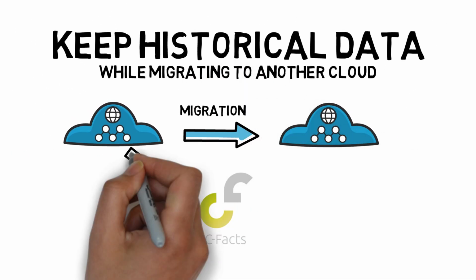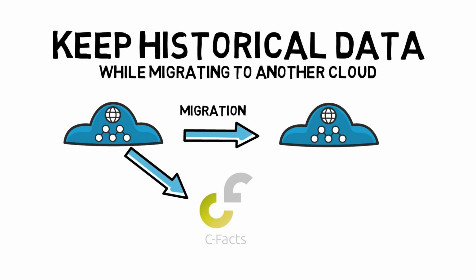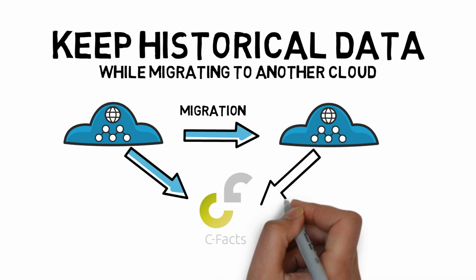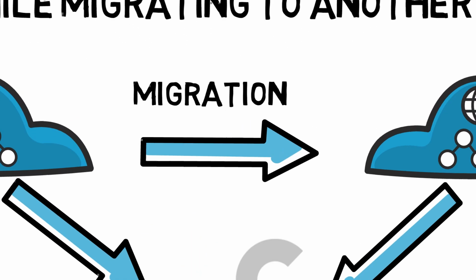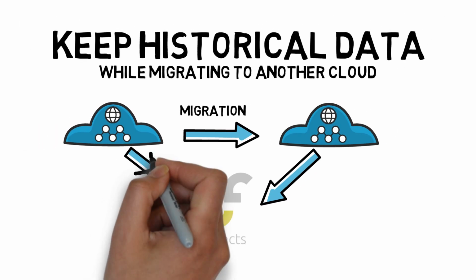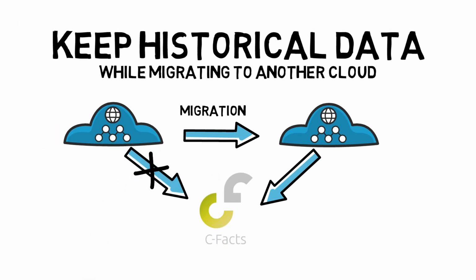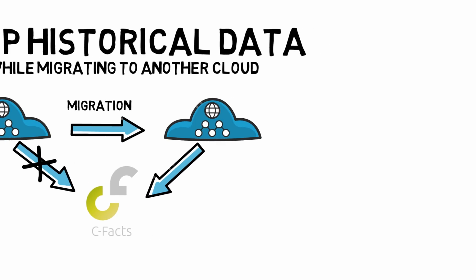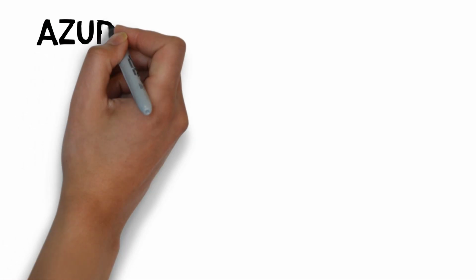We connect to the current cloud account to collect the historical data, and connect to the new account to gather all the new data. During the transition, we gather costs and usage information from both data sources until migration is completed. Then the old data source is set to inactive while keeping historical data in CFACTS.